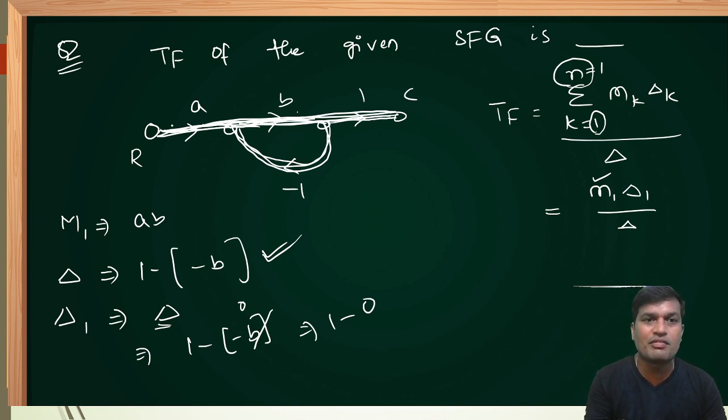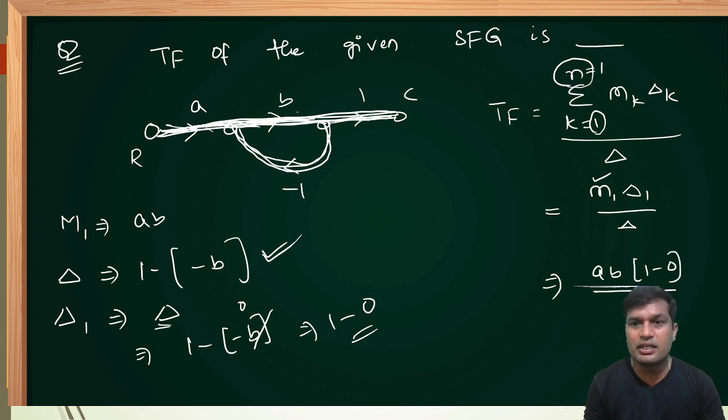There is only one forward path and one loop. To this path, the loop is touching. Therefore, simply remove that loop gain and that value is 1 minus 0. Now, M1 is AB. Delta 1 is 1 minus 0. Delta is 1 plus B. What is the answer, dear friends? AB upon 1 plus B. I hope everybody understands the solution.